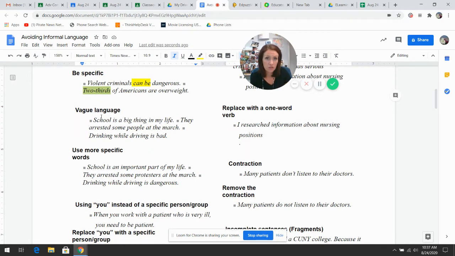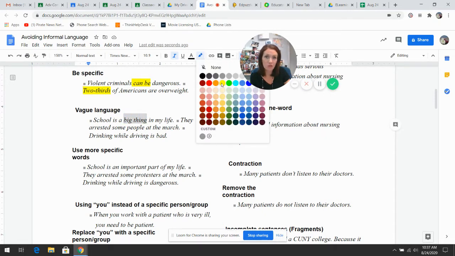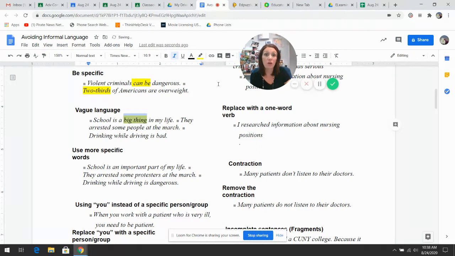Vague language. Vague language is language that doesn't give anything specific; it is a general word, like school is a big thing in my life. Well, big thing to you or me or my son Rudy are all going to be different. So you need to give a specific quality, quantity, or description of what that means.